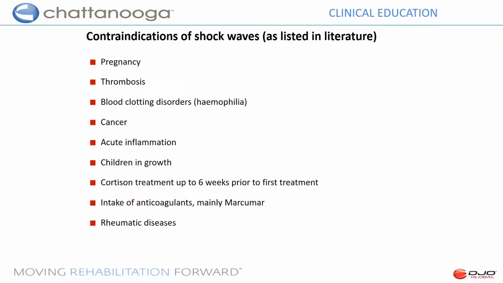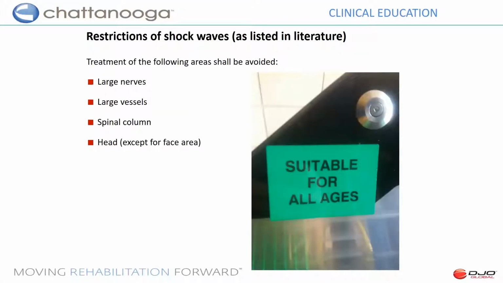Thrombosis, blood clotting disorders, cancer, some of these are just, well, the plausibility. Because it is a high amount of energy, you could create an inflammatory response. That's a side effect. That's not actually the benefit. And that's why we see some of these contraindications that are listed that you can read here for yourself.